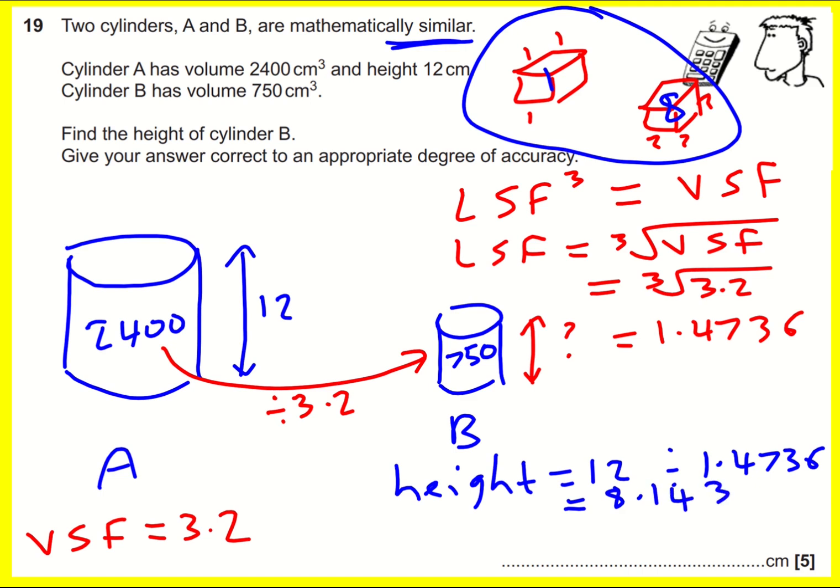Now, we just need to think about an appropriate degree of accuracy. These have been given to two significant figures, and so I should only give this to 2 or 3 significant figures. No more than that, but I can give it to 2 at least. So I would go with 8.1 or 8.14 centimeters.